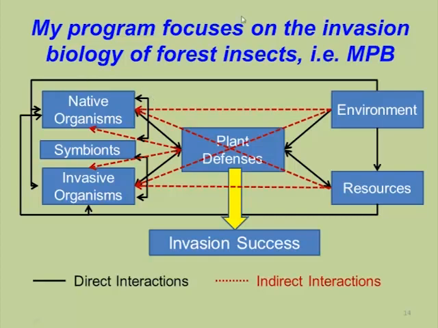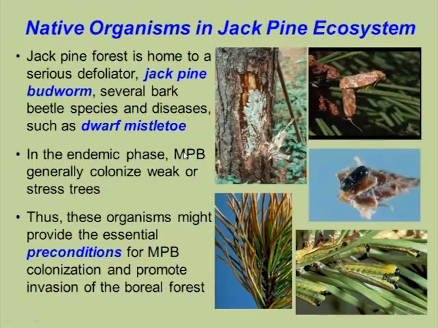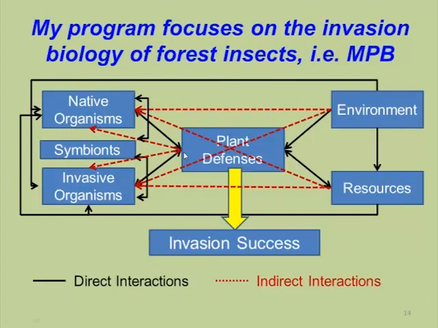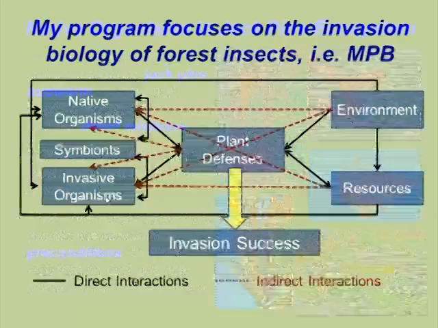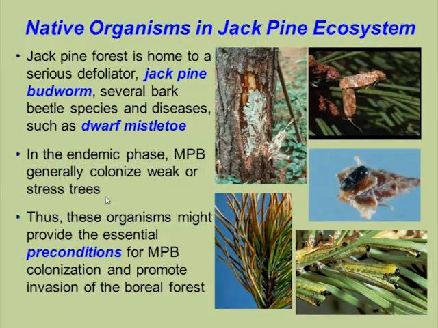For example, if these native organisms make the plants susceptible, those susceptible plants will be highly desirable for invading organisms. This is truly the case for mountain pine beetle. When we look at the jack pine forest, wow, that's a big, big forest in the boreal forest. We see a lot of organisms associated with it.